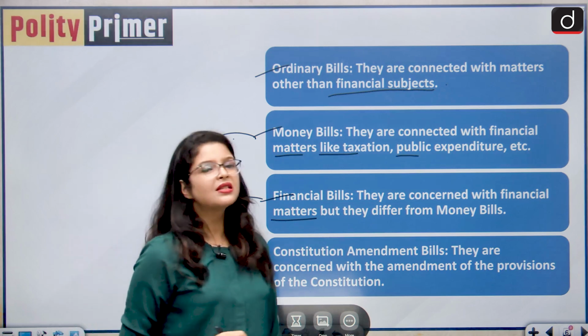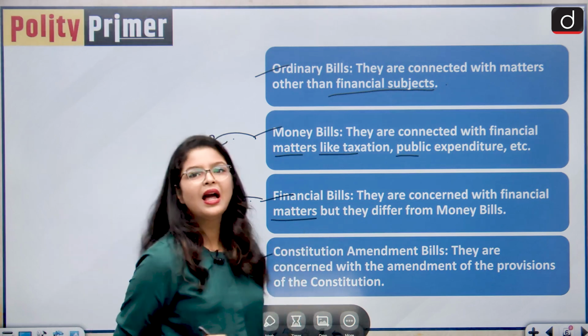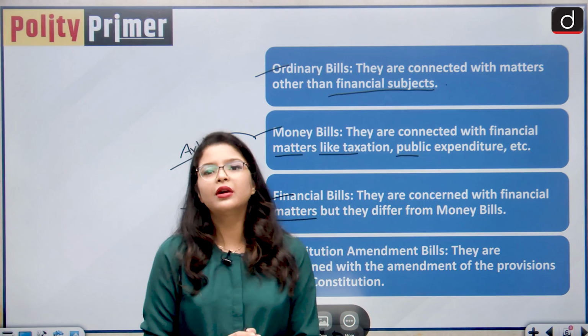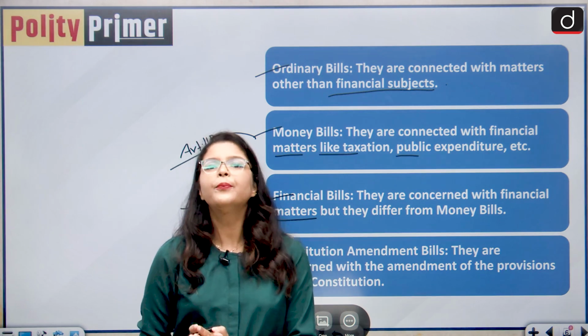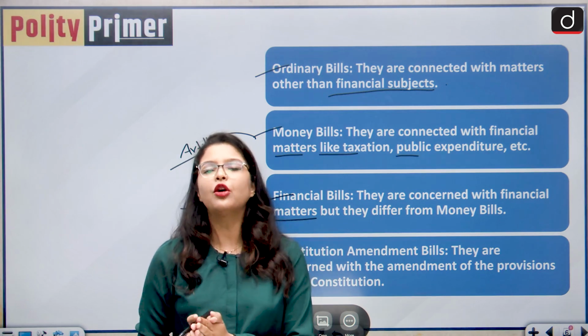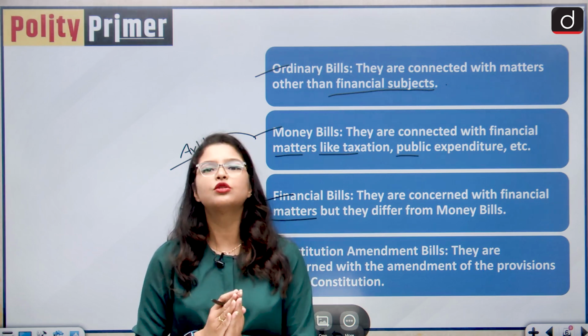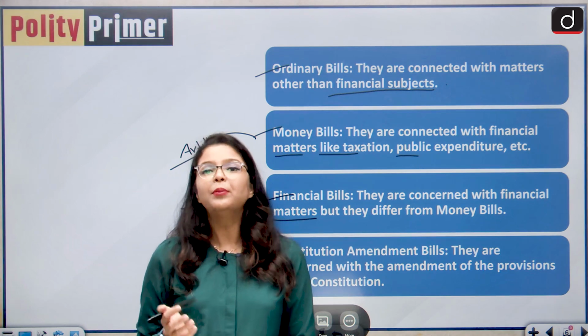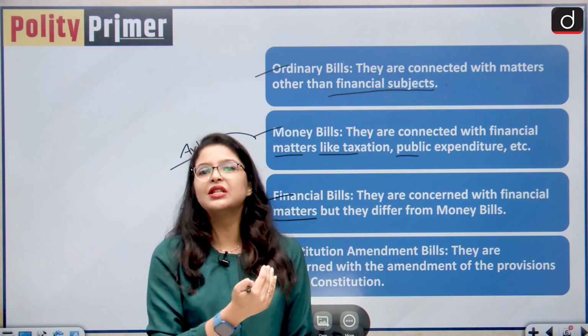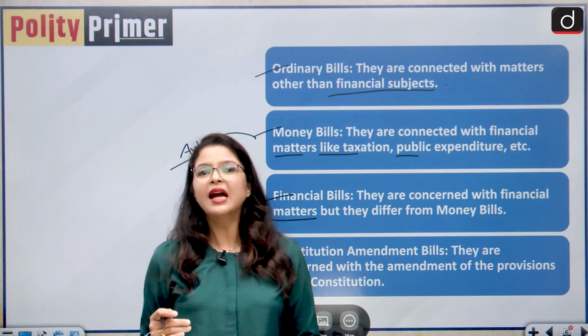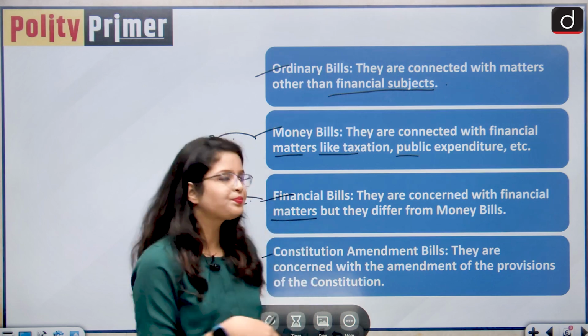Lastly, there is the Constitutional Amendment Bill. As is clear from the title itself, it relates to the amendment of our Indian Constitution, and that is why it is known as the Constitutional Amendment Bill. So a bill can be categorized into these four heads. Now, let us understand what is a finance bill.